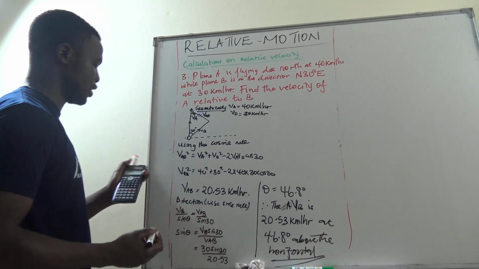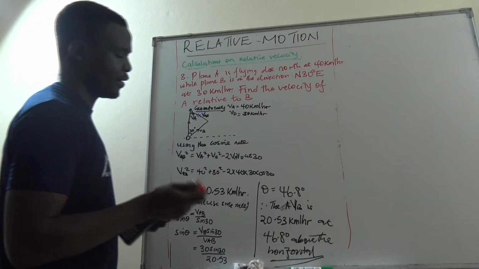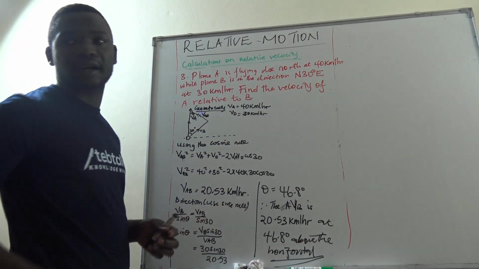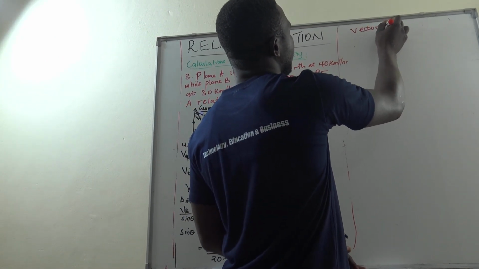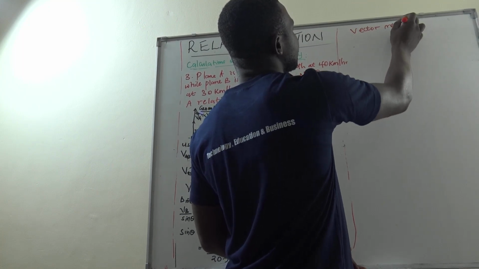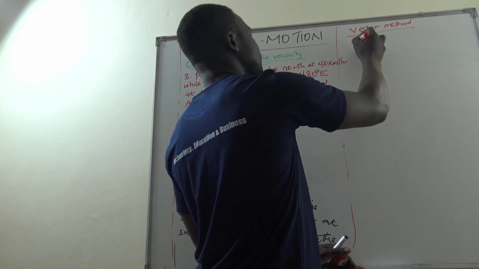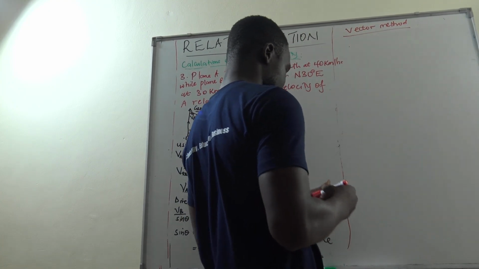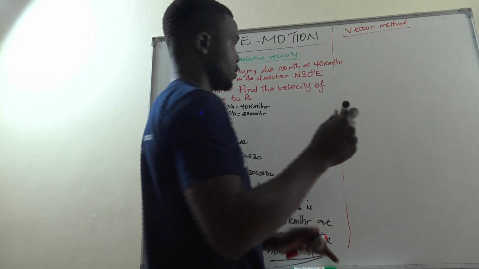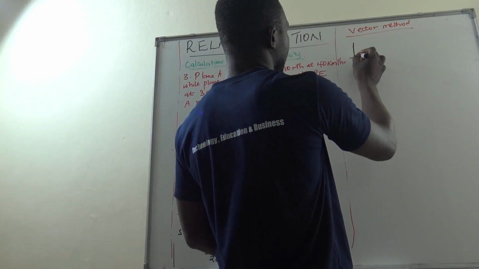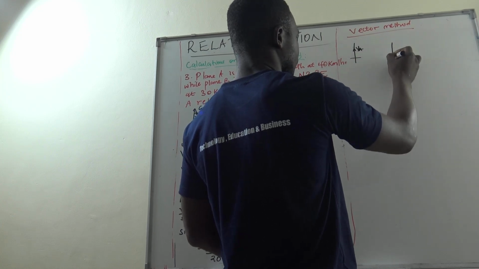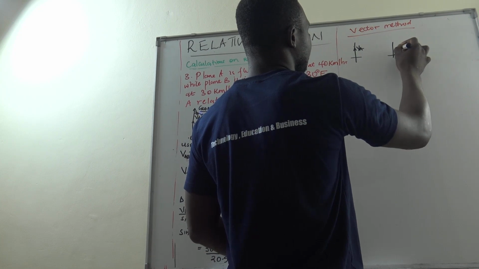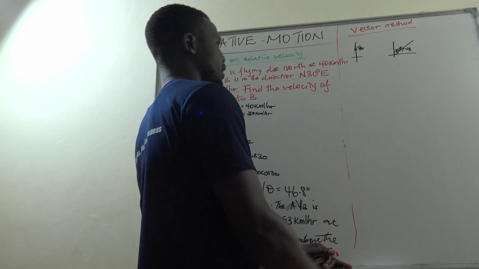Now this has been using the geometrical method. Let us try vector calculus, to see if the vector method also gives the same result. For the vector method, we must know the directions. Plane A is moving in this direction, then plane B is moving in that direction at 30 degrees.